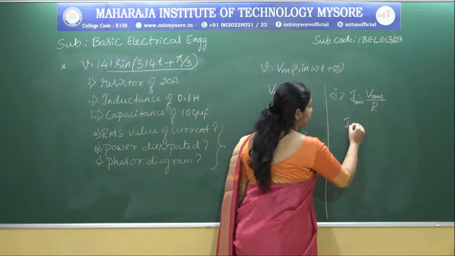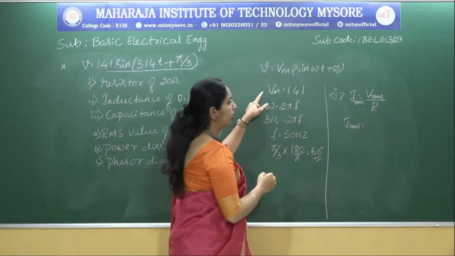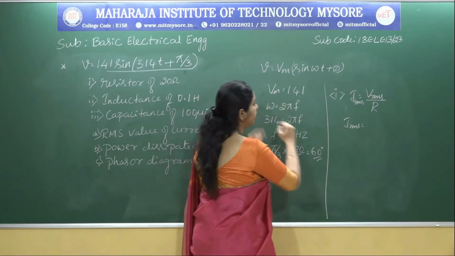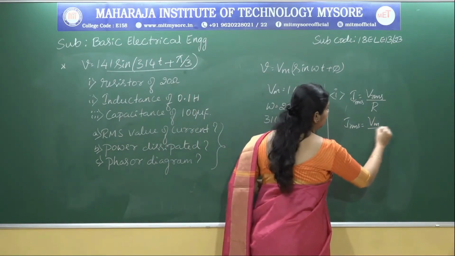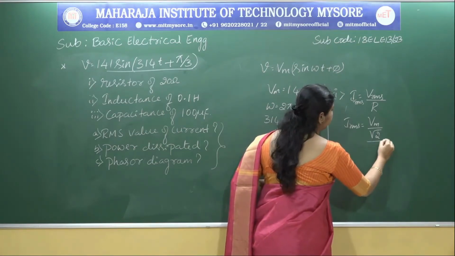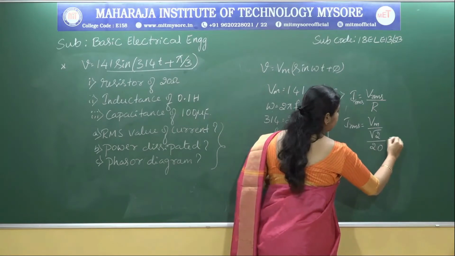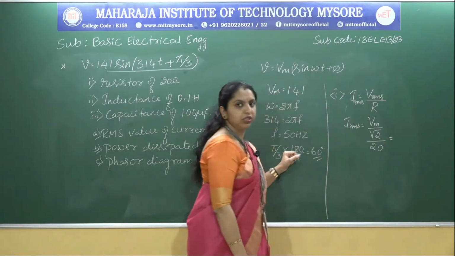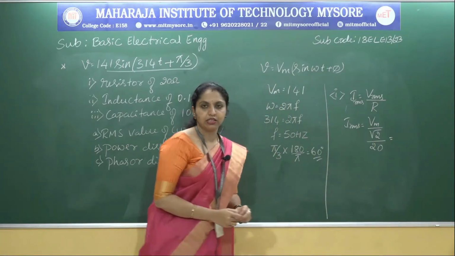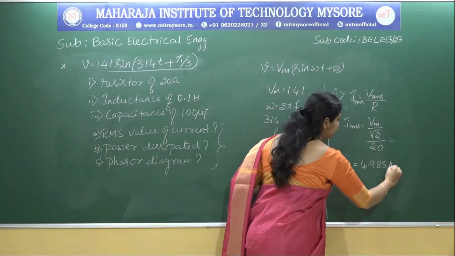So IRMS can be calculated as VRMS, which is Vm divided by root 2, divided by R. R is equal to 20 ohm. Simplifying this equation, we get IRMS as 4.985 amperes.